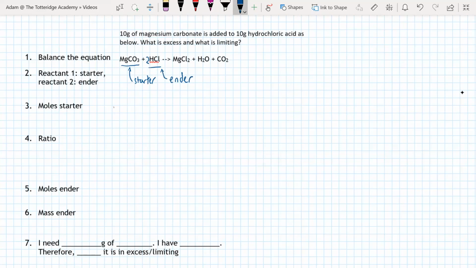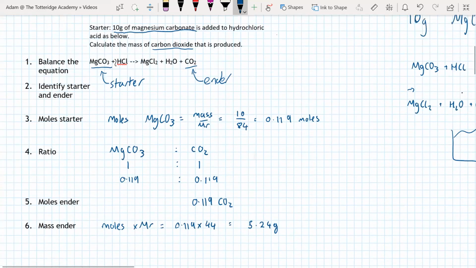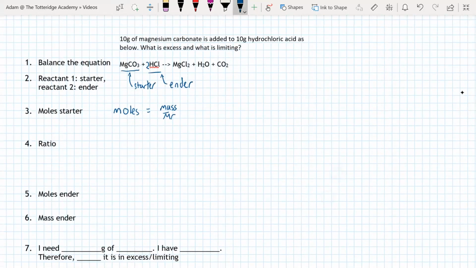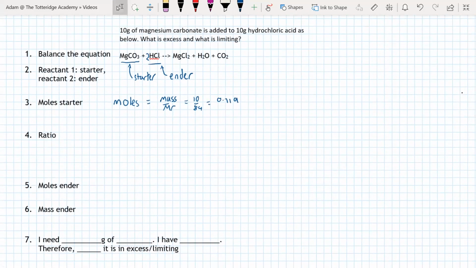Moles starter. So we know moles, not males, silly. So that should be moles equals mass over Mr. And actually we've done this earlier. We did it up here. So we had 10 over 84, which gives us 0.119. Now, I'm not asking you any questions while I'm doing this because I really just want you to be focused on me and what I'm doing. In the next example we'll do, I'll ask you to do bits and pieces for yourself.